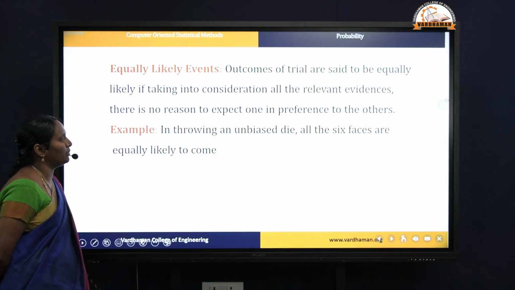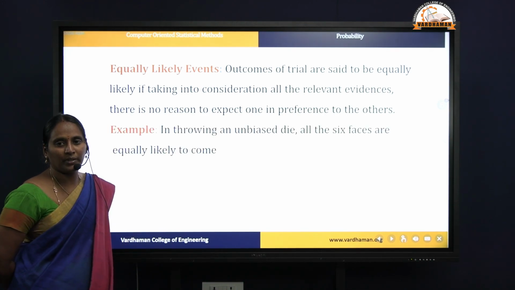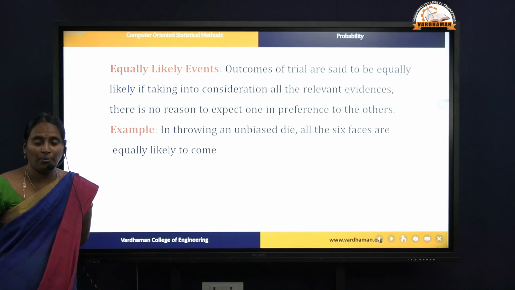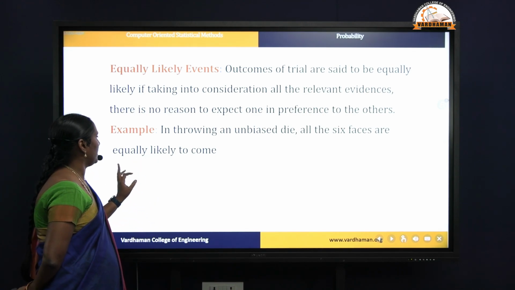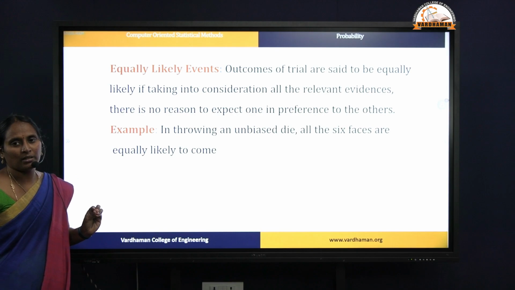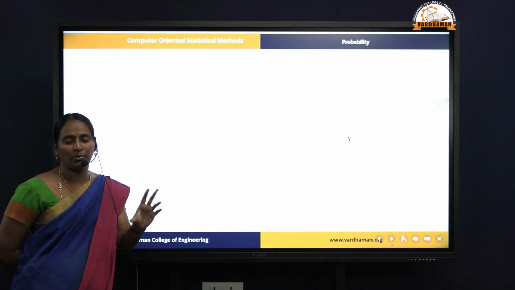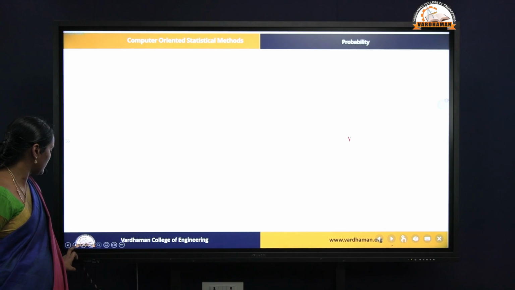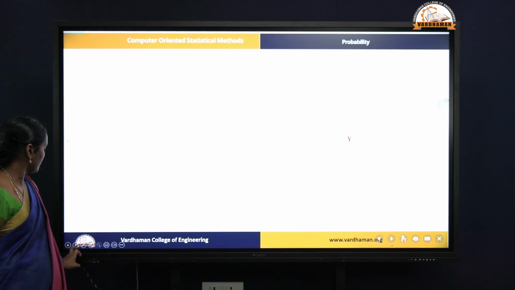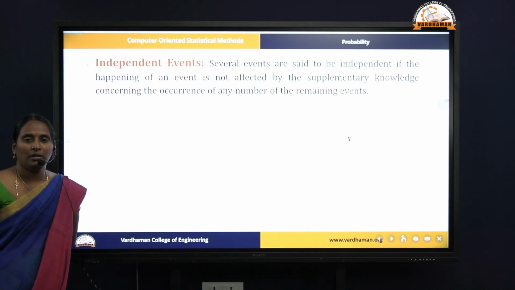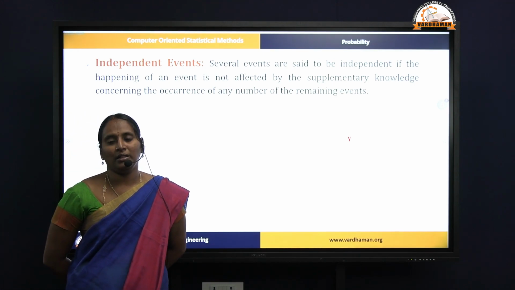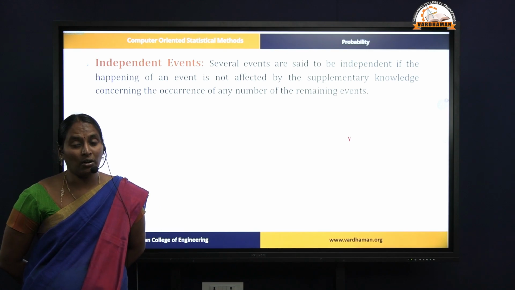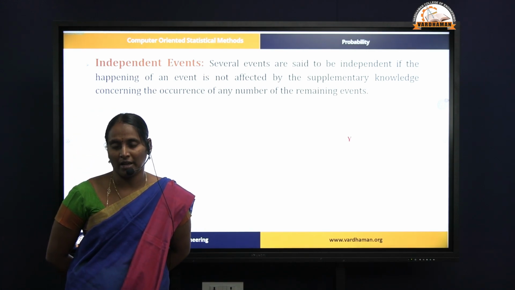Now let us see the example of throwing an unbiased die. Unbiased means without partiality we are throwing a die. So when throwing an unbiased die, all 6 faces are equally likely to come. The probability of getting 1 is equal to the probability of getting 2. This is what we call equally likely events. Now let us go with the next concept, the definition of independent events. Events are said to be independent if the happening of an event in the first trial is not affected by the happening of an event in the second trial.